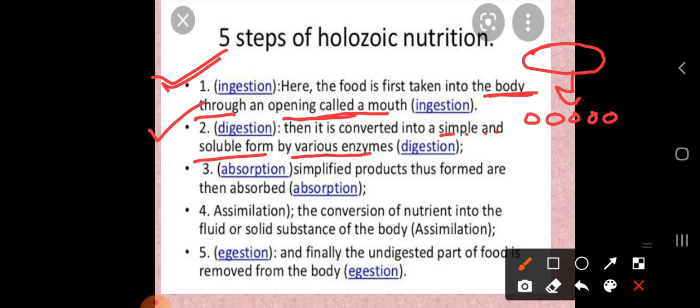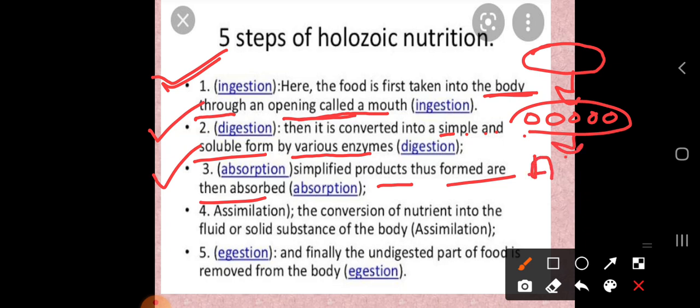Then later on, which is the third step? The third step is absorption. So what happened here? The simplified products thus formed are then absorbed. Whatever main constituent particles and energy we require to develop our body, we can get after digestion. So the next step is absorption.